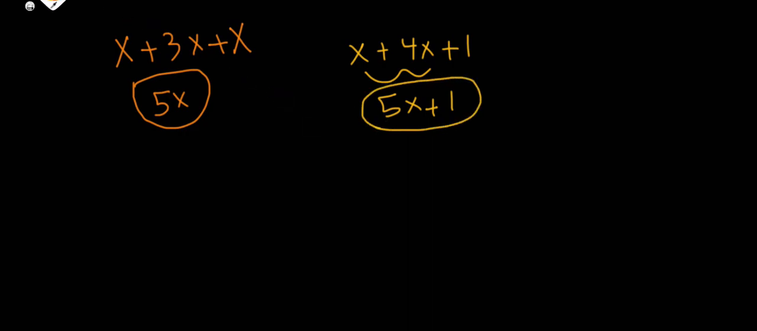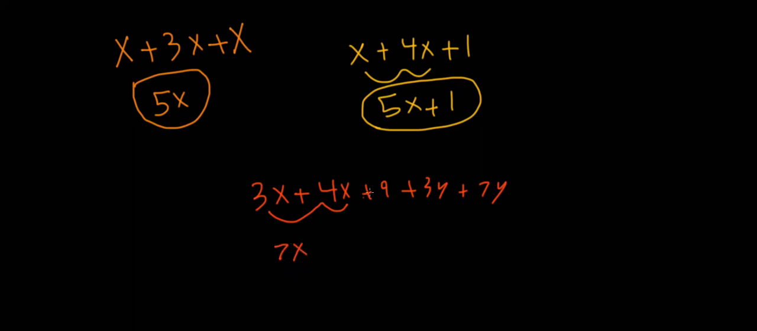Let's try one more. Let's say we have 3x plus 4x plus 9 plus 3y plus 7y. So this one's a little bit long, so I encourage you to pause the video here and try this yourself. Alright, let's do it together. So we have 3x plus 4x, so we're going to work with the first two. Those are indeed the same variable, so that turns into 7x. Let's rewrite the whole thing: plus 9 plus 3y plus 7y.